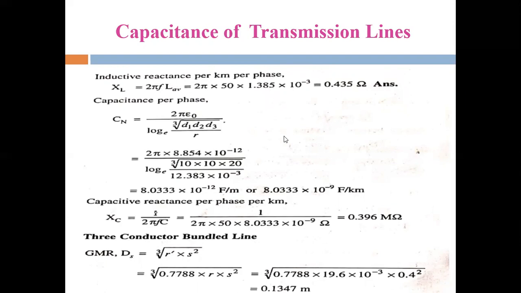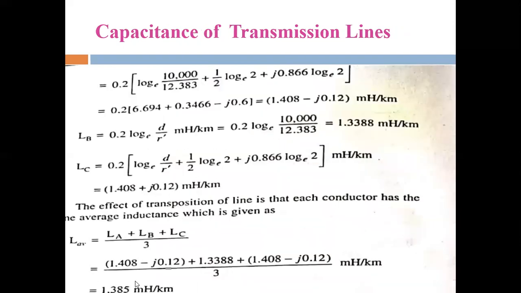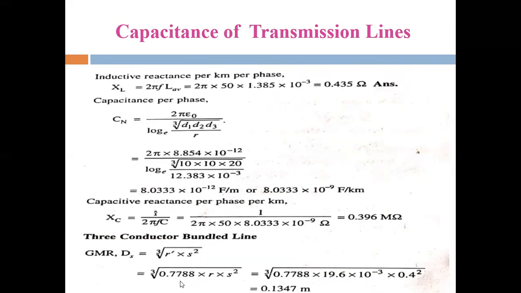L average is equal to 1.385 millihenry per kilometer, where milli means 10 power minus 3. Then we substitute that value and get 0.435 ohms. Therefore, the inductive reactance XL is equal to 0.435 ohms.